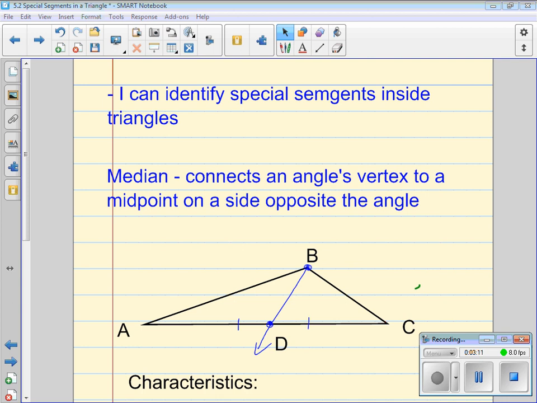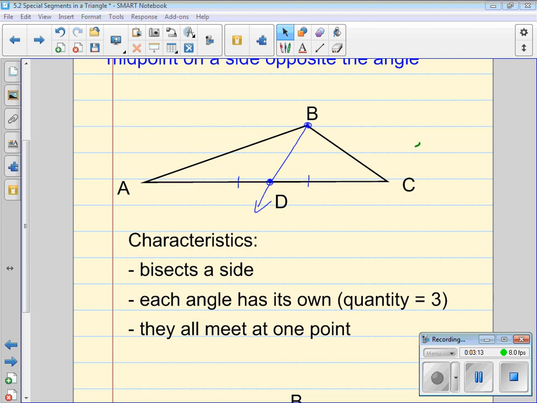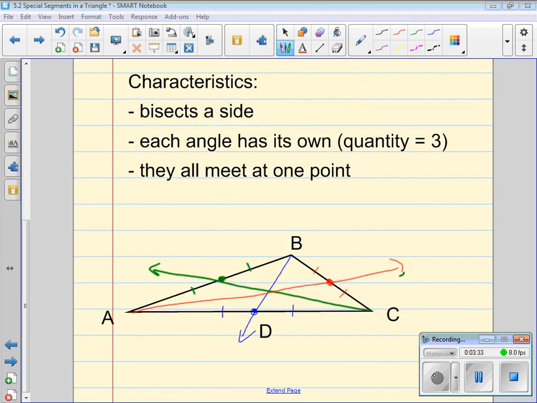Let's look at the characteristics. Well, they bisect a side. That's the most important characteristic. Each angle has its own median. So C has a median that connects to a midpoint of segment AB, and so on. Okay, so there's 3 of these things, and they all meet at one point. Let's take a look at, there we have it, 3 medians.